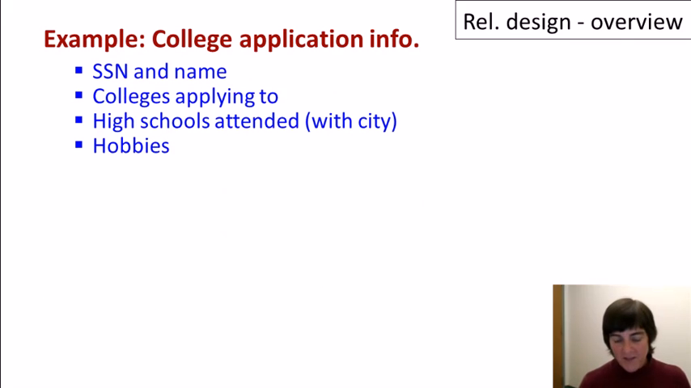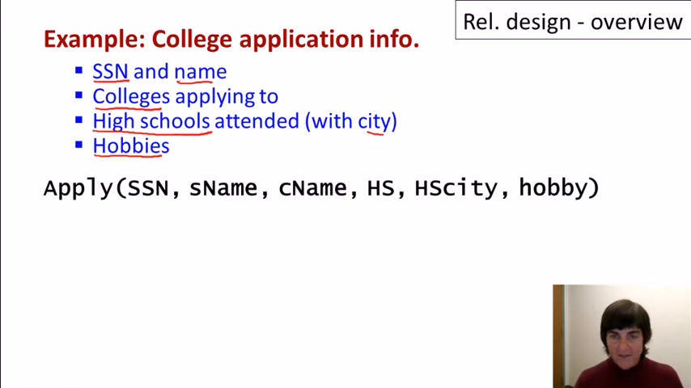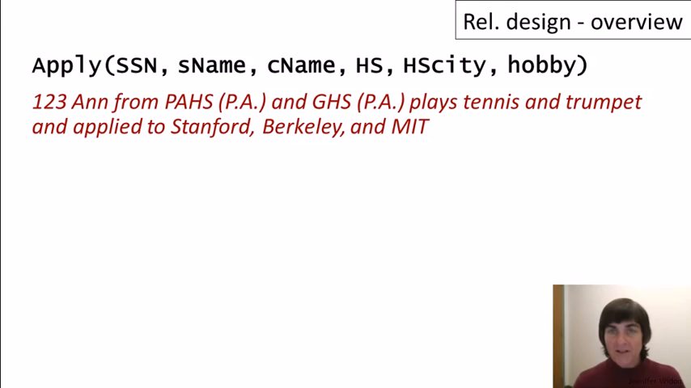So let's consider the process of designing the schema for our database about students applying to colleges. Specifically, for a given student, let's suppose we have their social security number and their name, the colleges that student is applying to, the high schools they attended and what city those high schools were in, and the student's hobbies. So if that's what we want, we can create a single relation called Apply that has one attribute for each of those pieces of information. Now let's take a look at how that database would be populated.